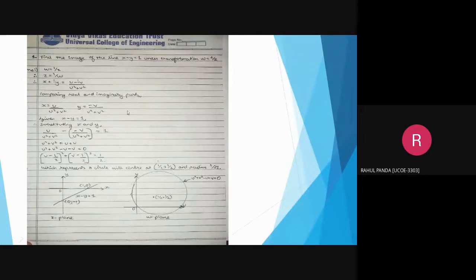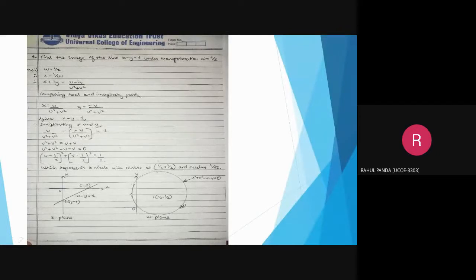Find the image of the line x − y = 1 under the transformation w = 1/z. The solution for this is w = 1/z. Therefore, z = 1/w. So substituting the values of z and w, x + iy = (u − iv)/(u²+v²). Comparing the real and imaginary parts, we get x = u/(u²+v²) and y = −v/(u²+v²).